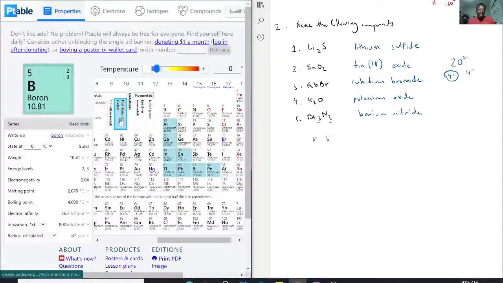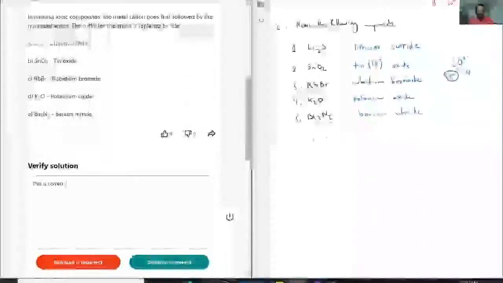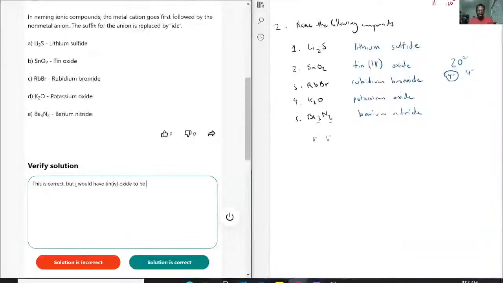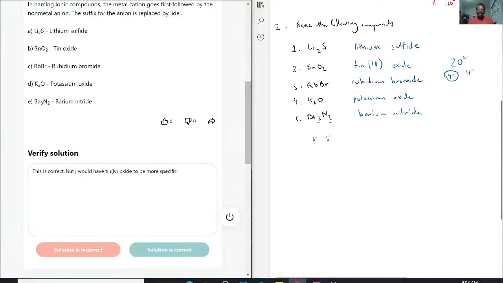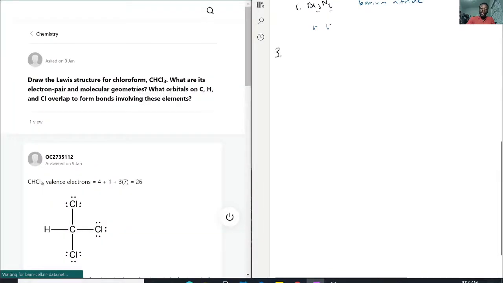Well, as you can see here with the coloring, it's known as a post-transition metal. And those do pose a chance of having different oxidation states or different charges of ions they could form. So in this case, although tin oxide is a possible answer, to avoid confusion on which type it would be, I would still specify that it's tin 4 oxide, just because we always want to be as specific as possible when it comes to these transition metals. Okay, that's the only thing I would say here. So this is still correct, but I would have tin 4 oxide to be more specific. Okay, so yes, transition metals can be tricky. Watch out for those, and hopefully you do great.